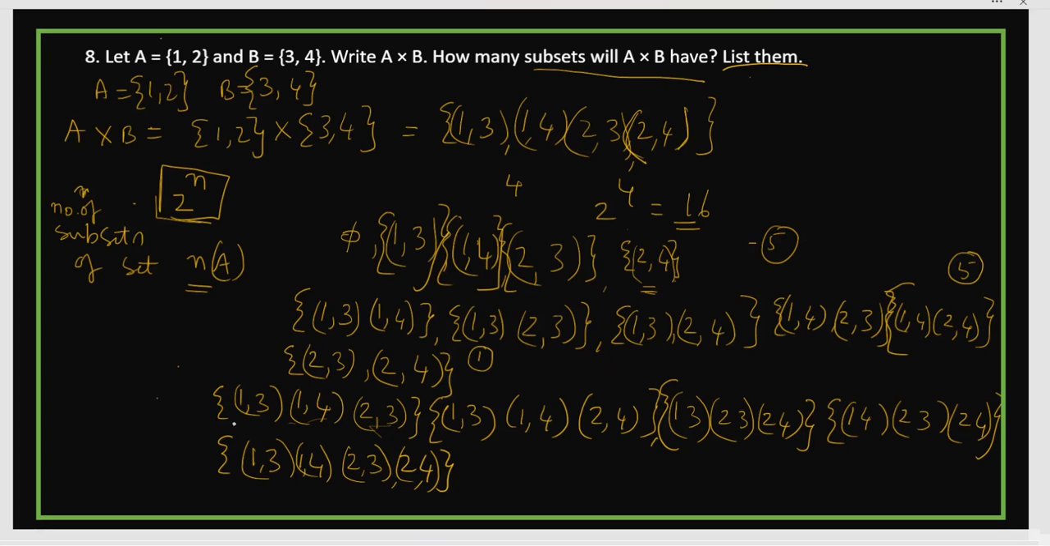So how many are there here? 1, 2, 3, and 4. Here 4 elements are there, right? In this row 4 are there. And this is 1. Total is 16. So we got 16 subsets. This is the list of all the subsets.